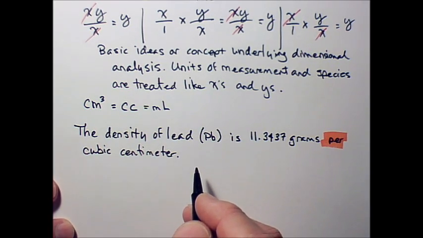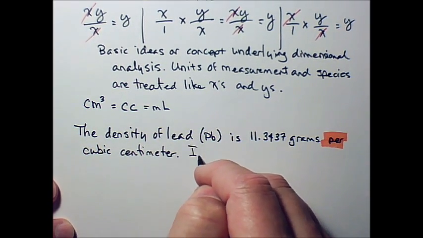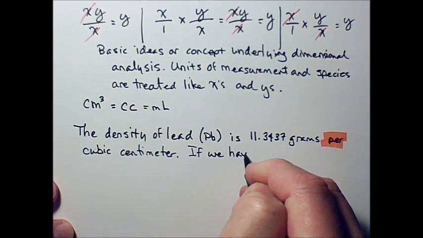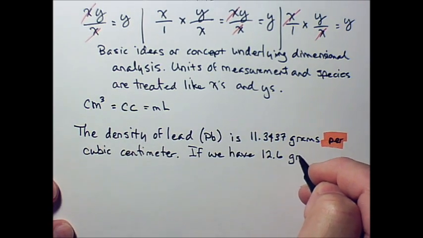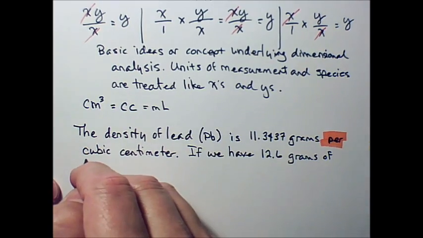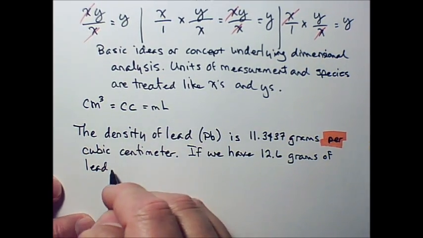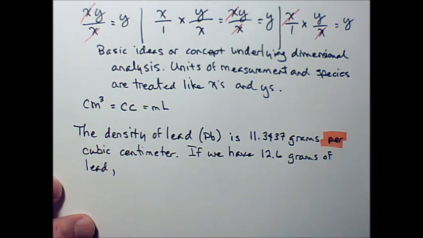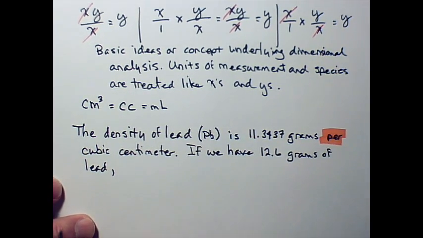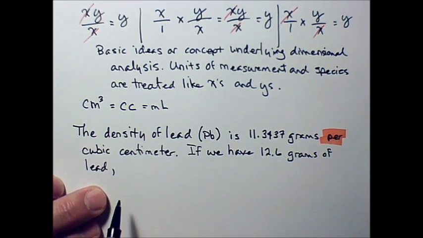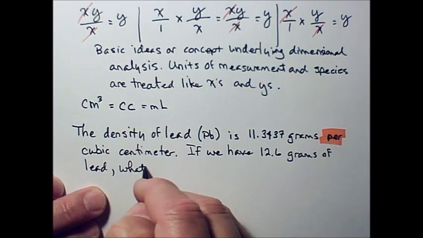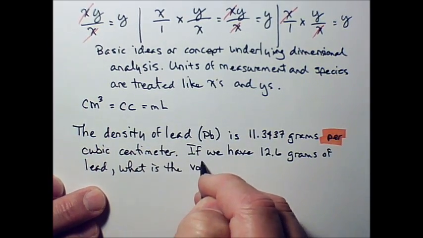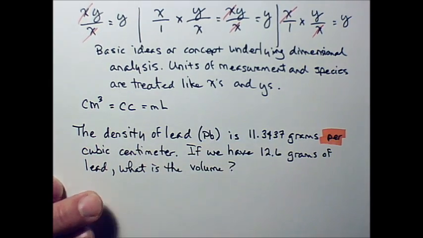So, let's say we have 12.6 grams of lead. And we want to figure out, using this equality here, this many grams equals that many centimeters. We're going to use that to figure out what the volume is. We want to find out what the volume is.